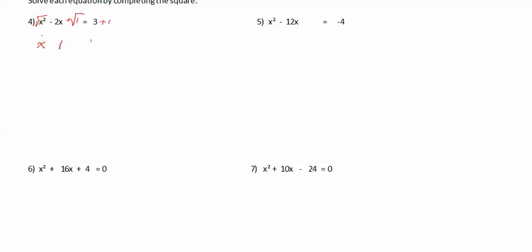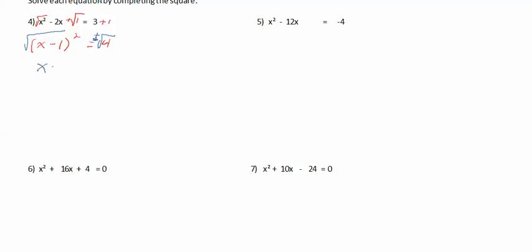1 times x is 1x. 1 times 2 is 2. Keep the sign that's in the middle. Square it. Add these together. 4. The next part, take the square root of both sides. Remember, when you take the square root, it's plus or minus.